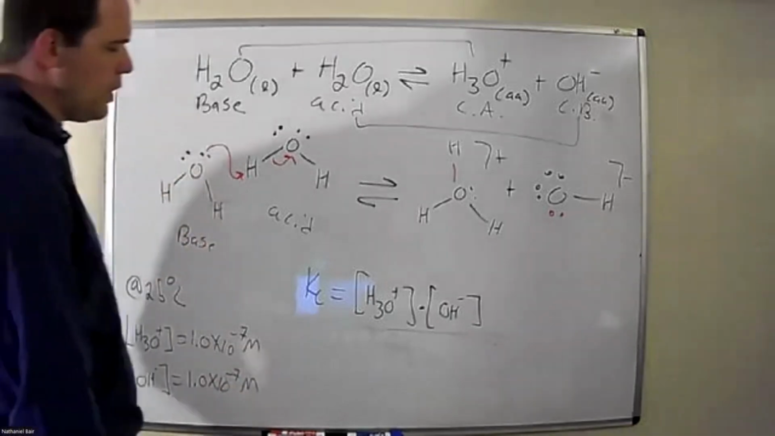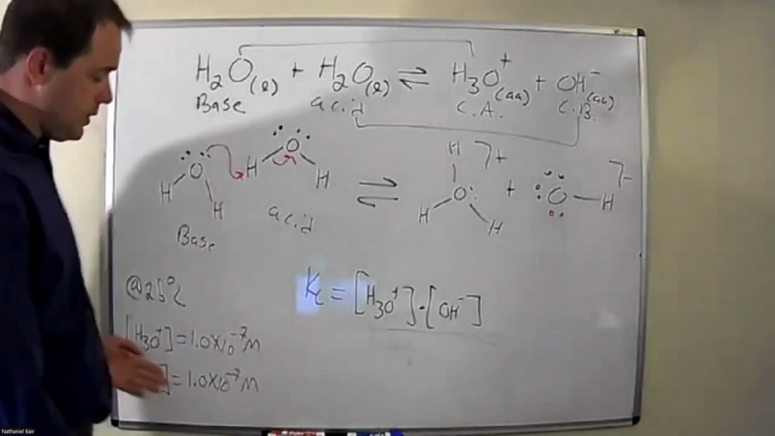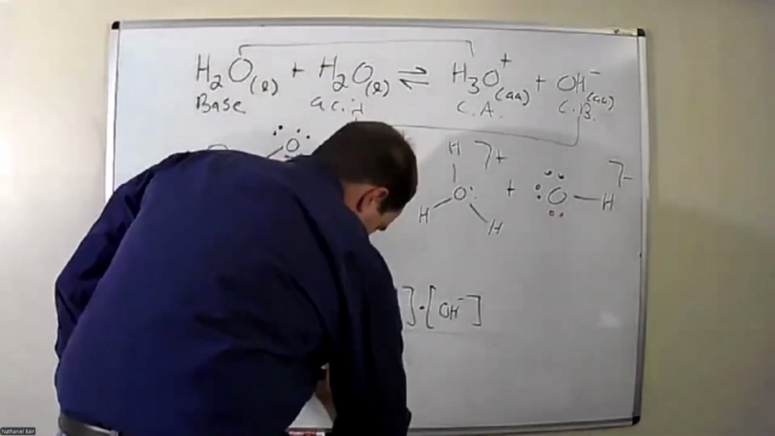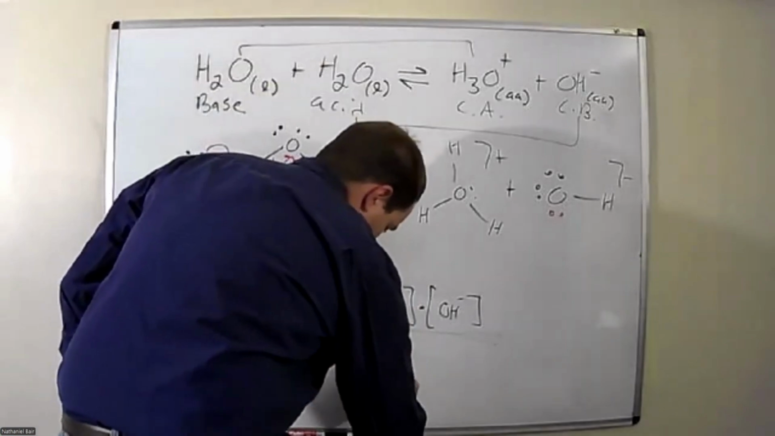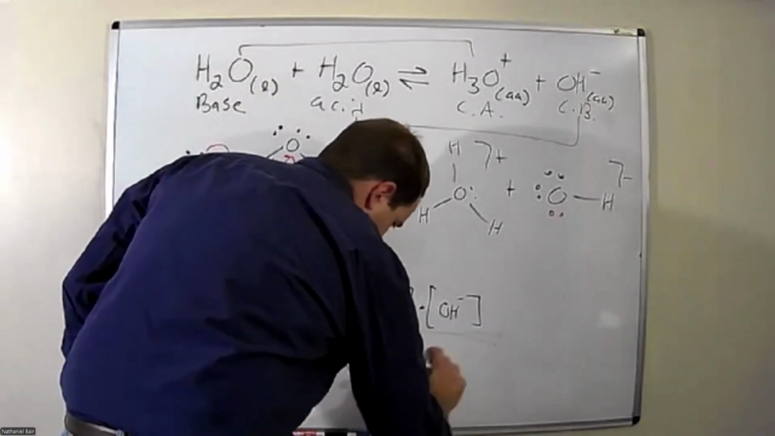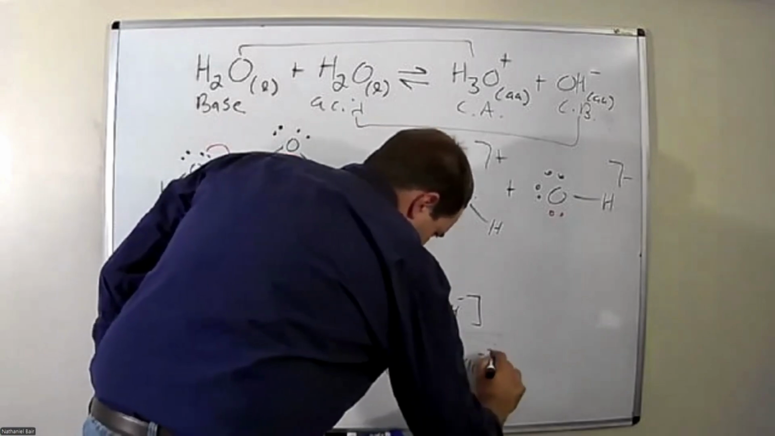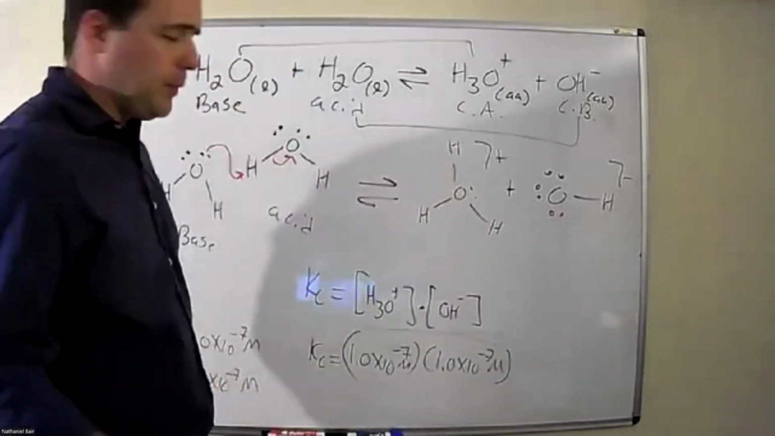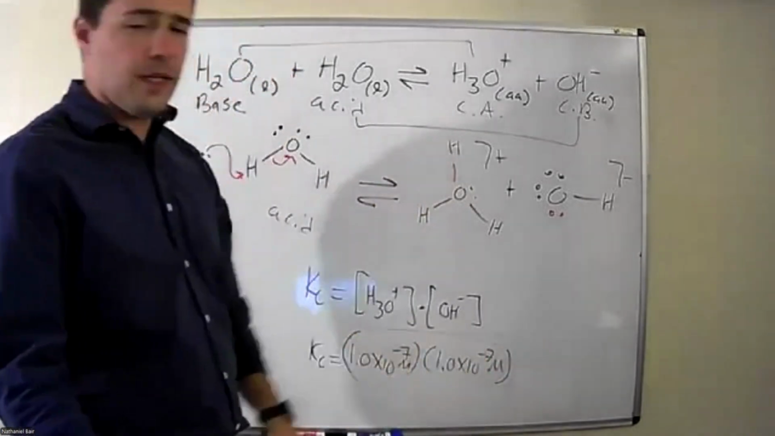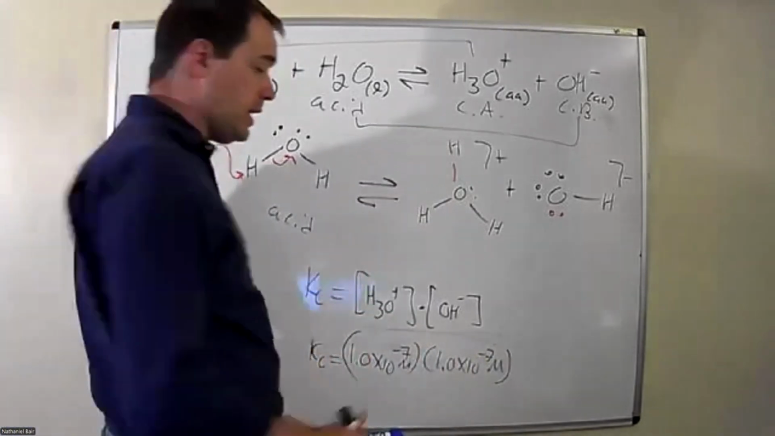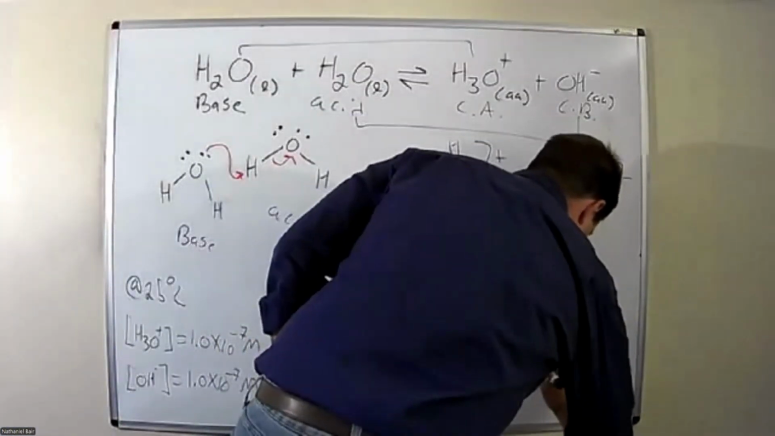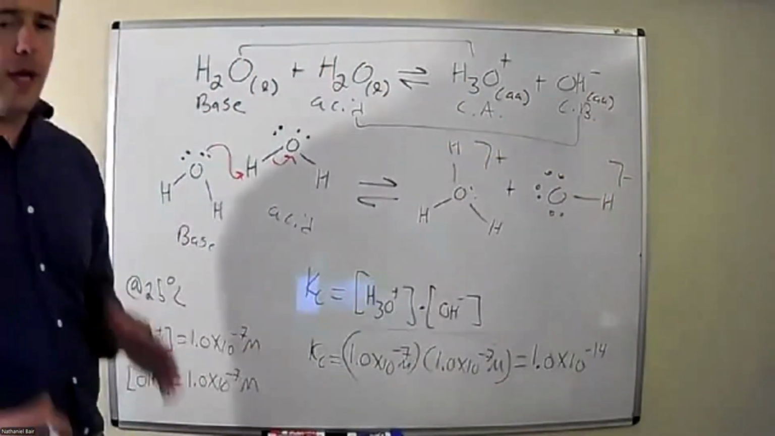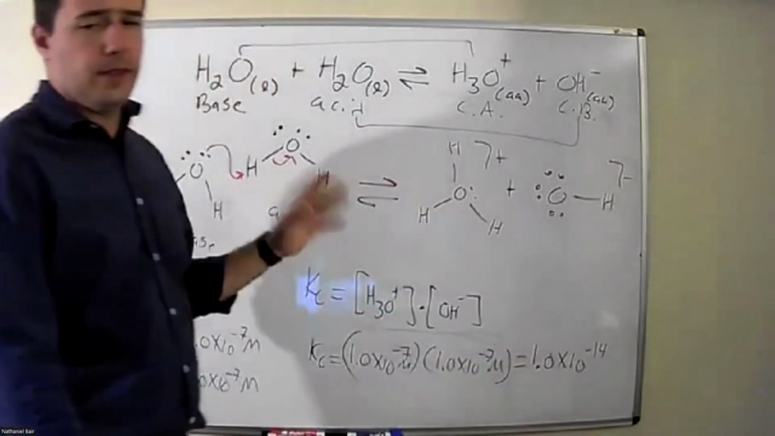Right? So now you can calculate the equilibrium constant. So if these are the equilibrium concentrations of hydronium and hydroxide, we can plug those in. So the equilibrium constant for this reaction is 1 times 10 to the negative 7th molar times 1 times 10 to the negative 7th molar. And if you all paid attention in math class, when you have like bases, you can just add the exponents. So negative 7 plus negative 7 is negative 14. So that equilibrium constant would be 1 times 10 to the negative 14. So this is the equilibrium constant for the autoionization of water.